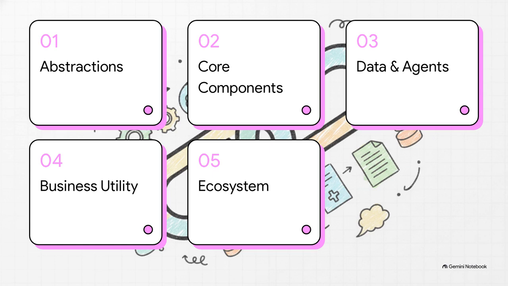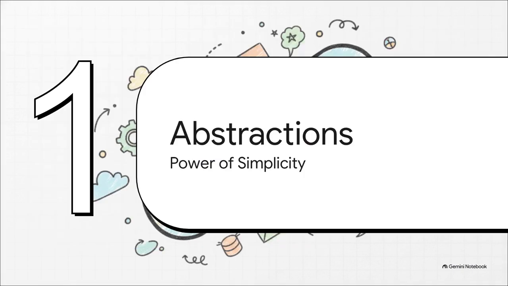Here's our roadmap for this explainer. 1. Meet LangChain. 2. The power of abstractions. 3. Core components and chains. 4. Data, memory, and agents. 5. Real-world business utility. And 6. The LangChain ecosystem. Okay, let's dive into this.